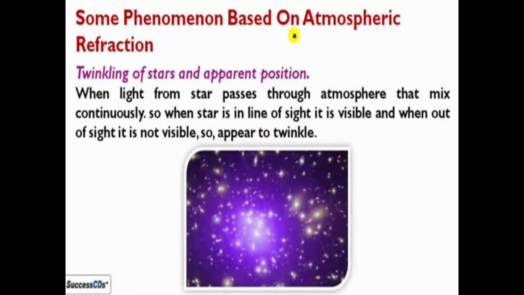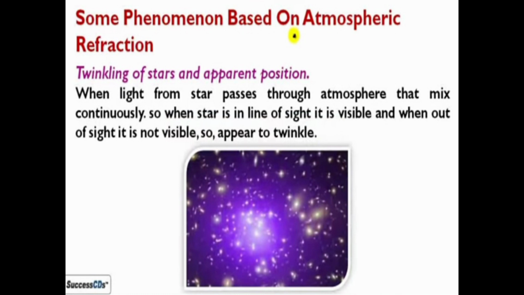Now further, this apparent position of the star is not stationary, but keeps on changing. The position of the star keeps on changing because the physical conditions of the Earth's atmosphere are also not stationary. And stars are very distant, very far from us, and they are just point-sized sources of light.